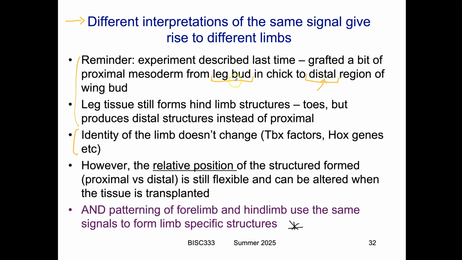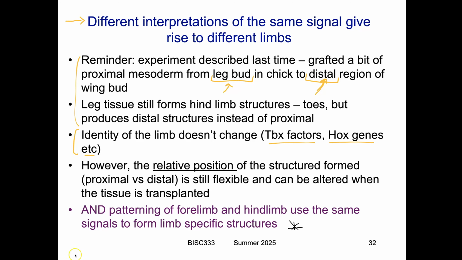So this can be potentially confusing, but what it means is that you can separate the identity of each of the limb buds from the patterning signals that are the same in both. Okay, and it's the TBX factors, remember TBX4 and 5 and PITX1 and so on, that tell the limbs, okay, you're going to be forelimb, you're going to be hind limb, but also the Hox genes are involved, and we haven't really talked very much about them, okay?